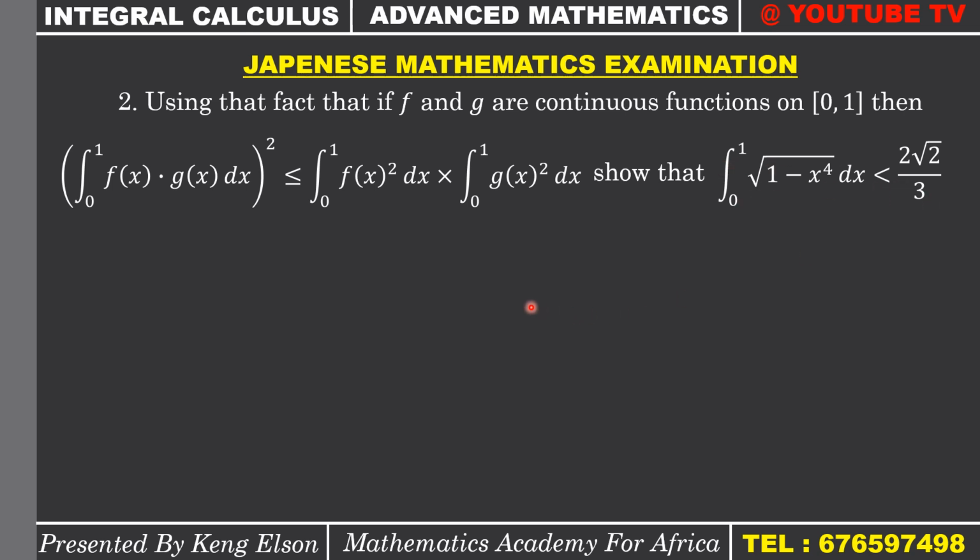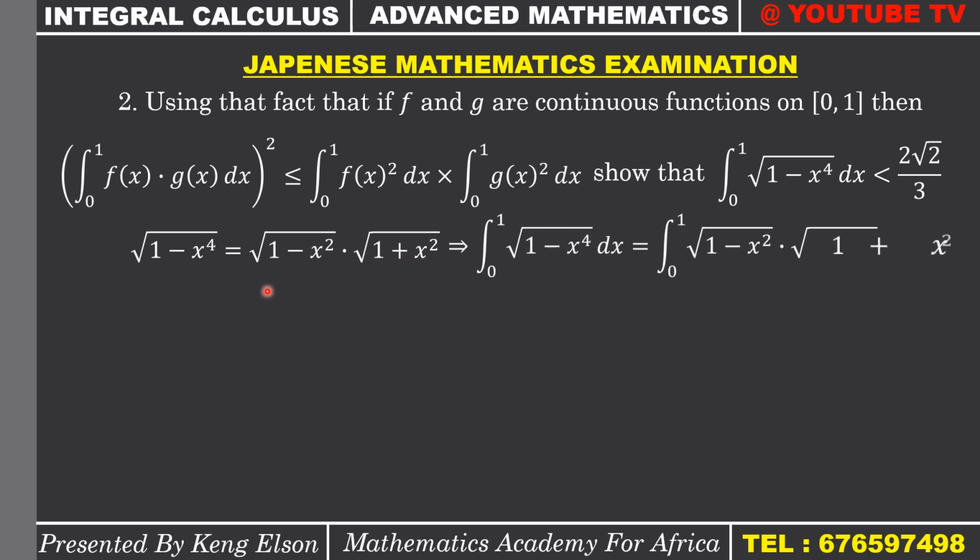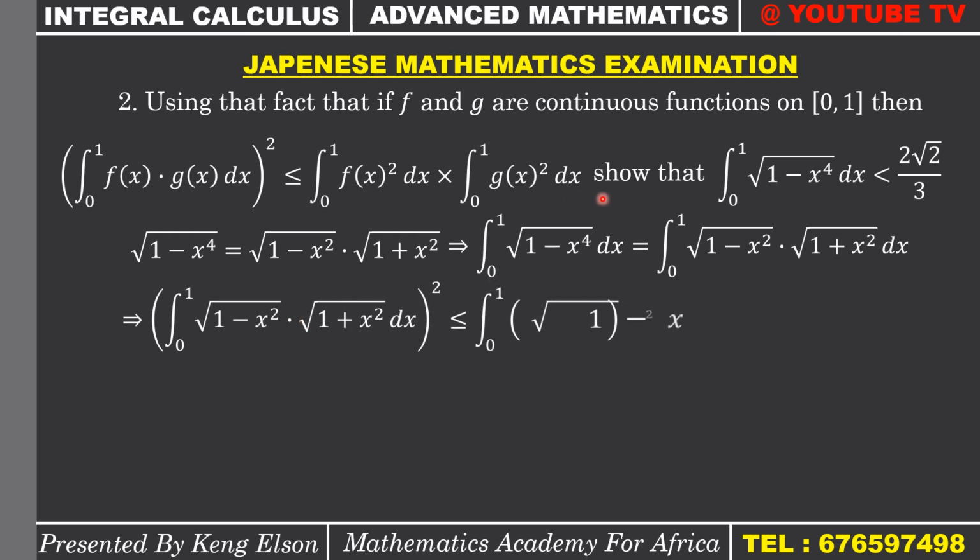Alright, at the beginning of this video, I told you guys that we are going to use this, right? So the square root of 1 minus x to the power 4 is equal to the square root of 1 minus x squared times the square root of 1 plus x squared. This means that the integral of the left hand side is the same as the integral of the product of these two functions.